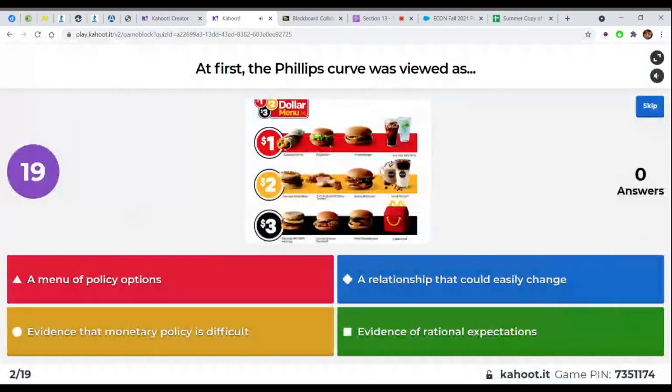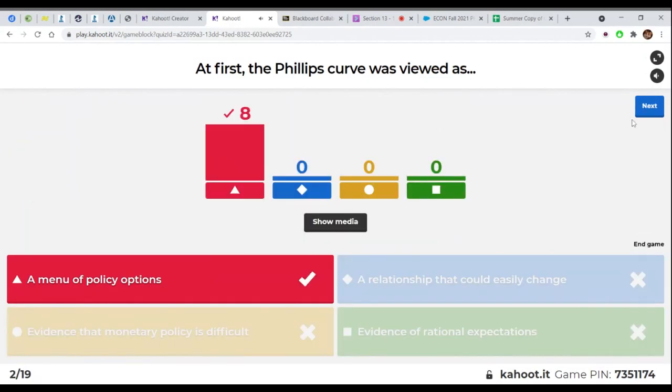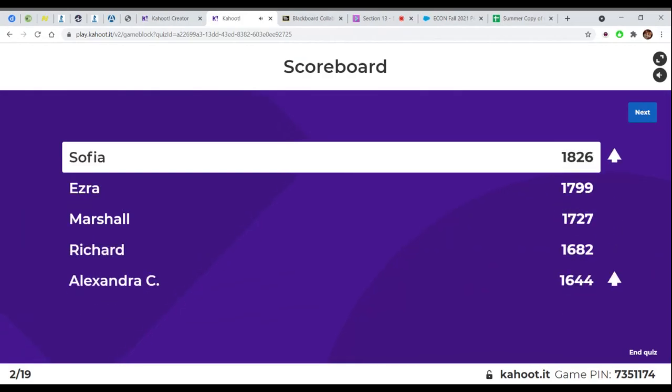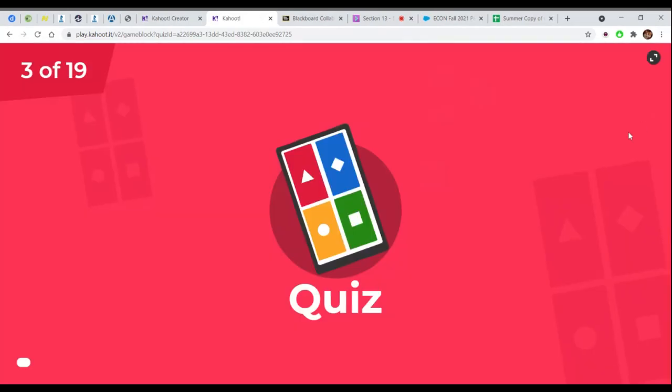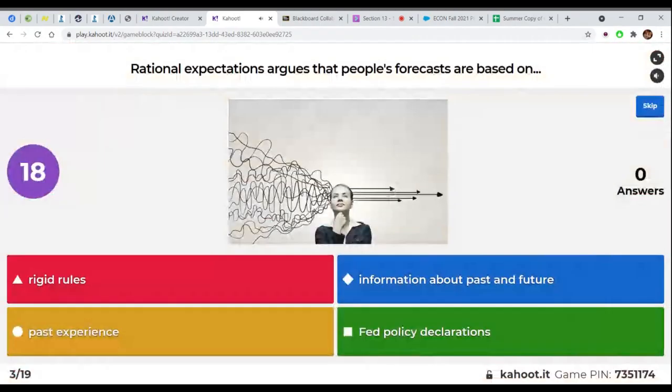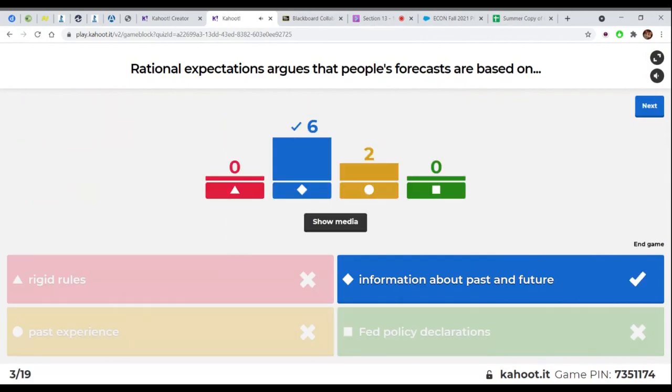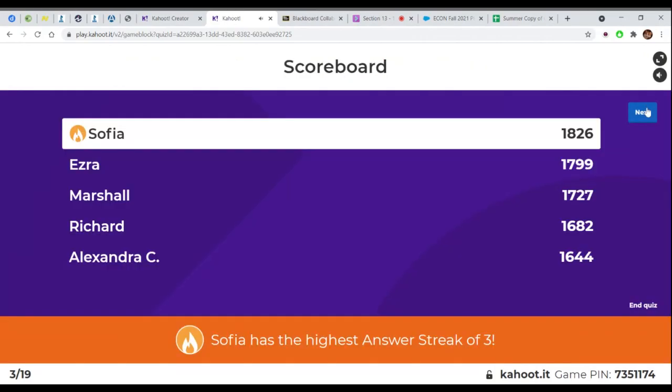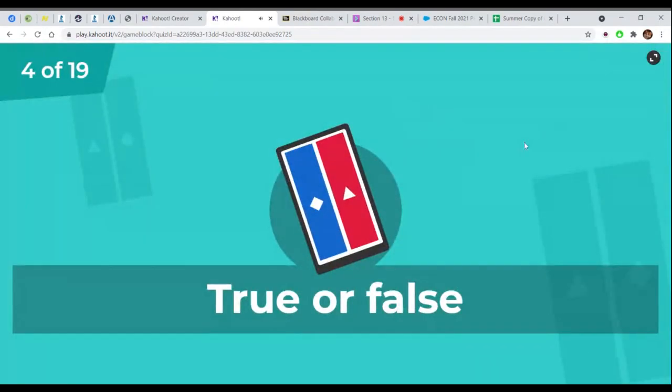At first, the Phillips curve was viewed as what? A menu of policy options, evidence that monetary policy is difficult? A menu of policy options. Very good, everyone. Good job, Sophia. Question 3. Rational expectations argues that people's forecasts are based on what? Rigid rules, only past experience, only Fed policy declarations, or information about the past and future. Very good. That's right. We're also figuring out what the future might hold.